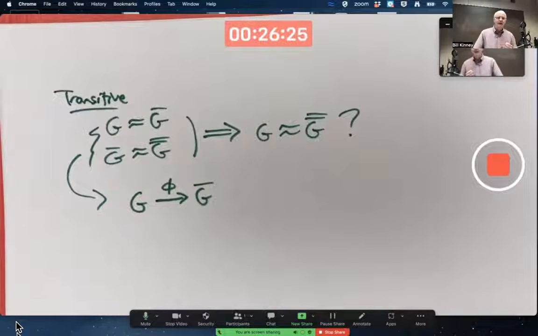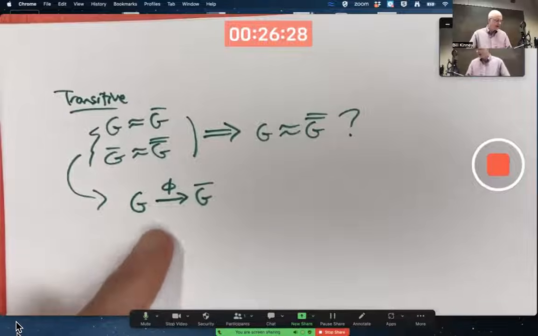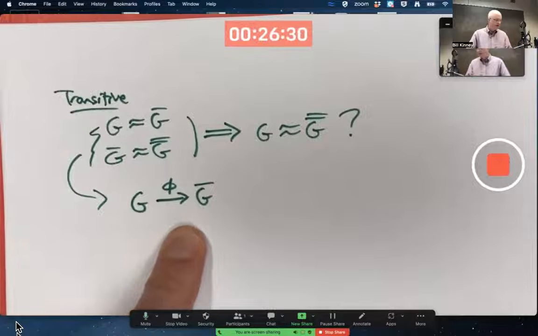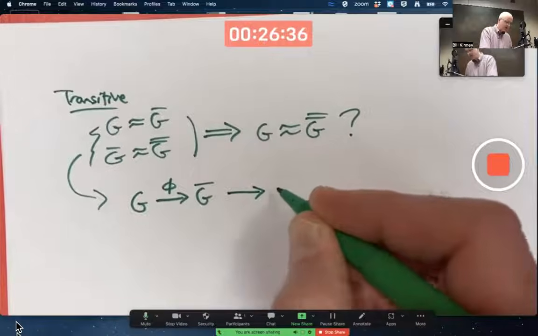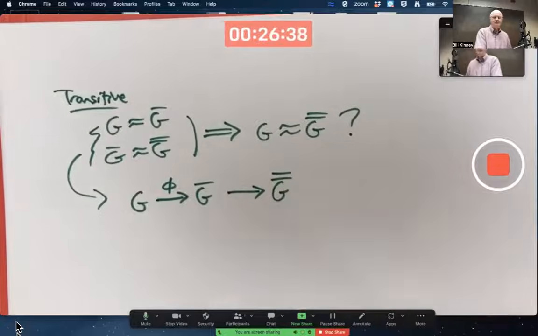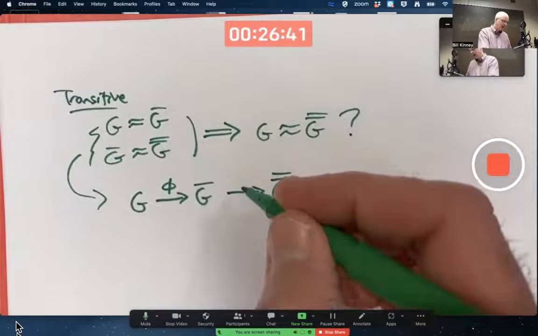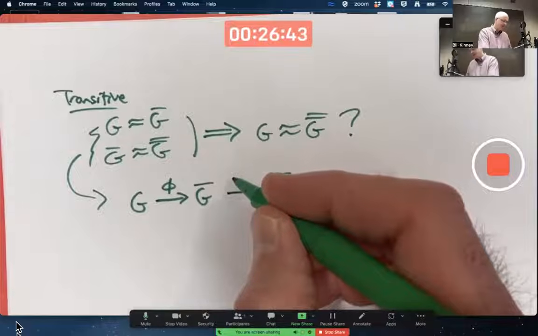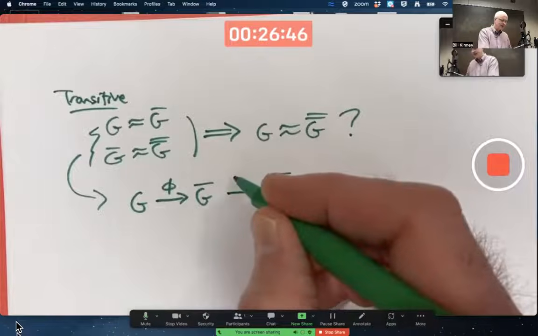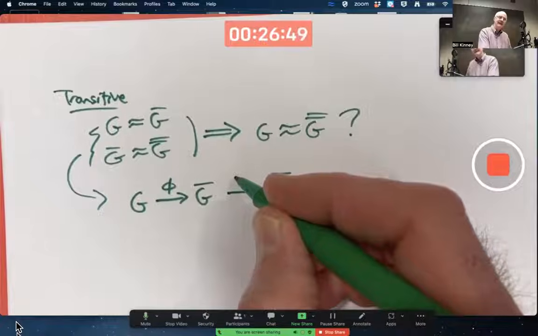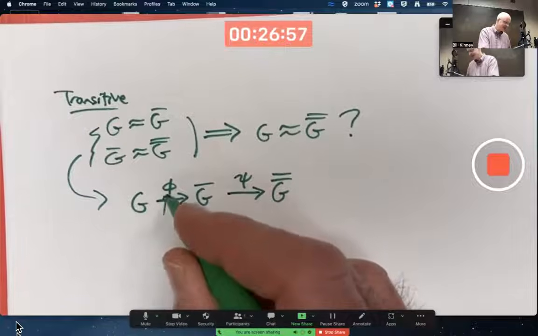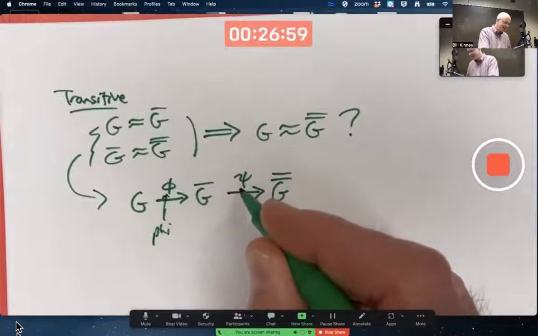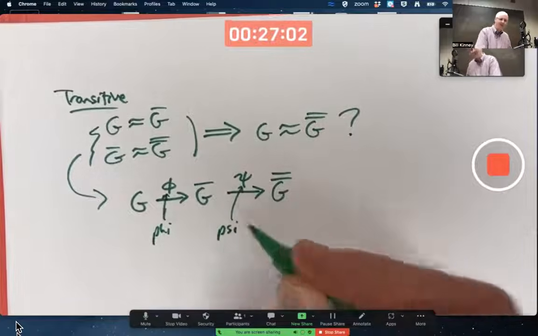So I'm assuming G is isomorphic to G bar, so there's some isomorphism from G to G bar. I'm assuming G bar is isomorphic to G double bar, so there's some other isomorphism from G bar to G double bar. What should I call it? Oh, how about another Greek letter? Phi is this one. How about another one that starts with the F sound? Or actually, it starts with the S sound, but we spell it PSI, psi. That's phi. That's psi, but you spell it PSI.